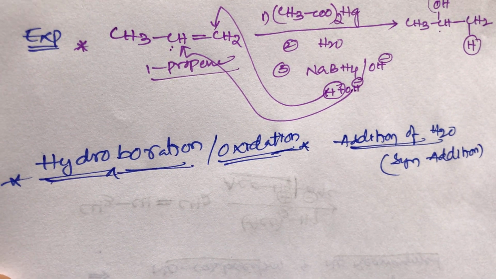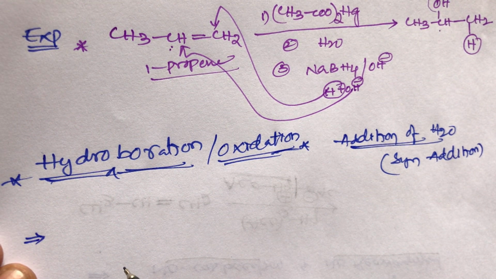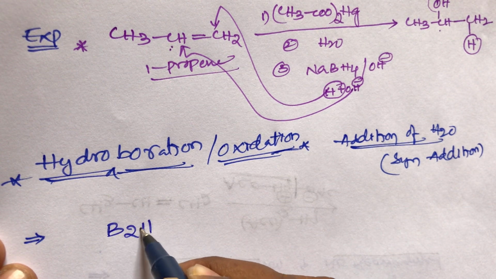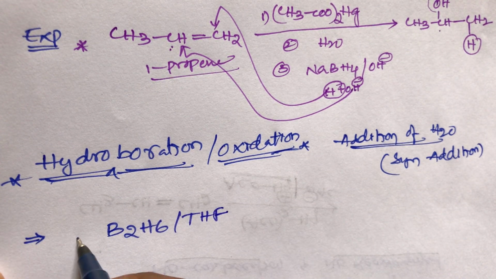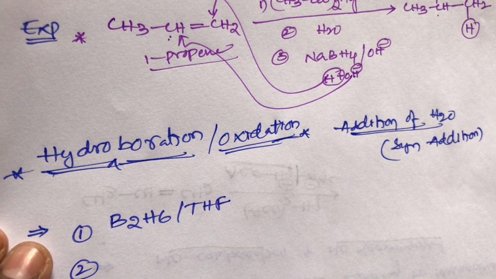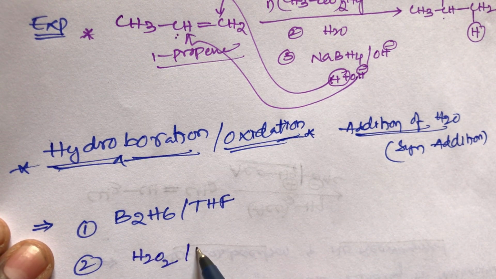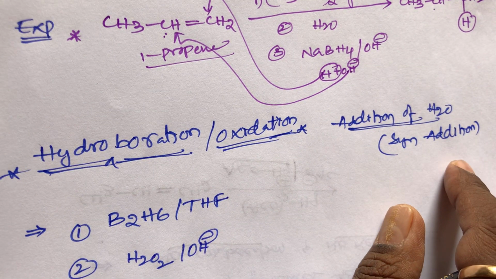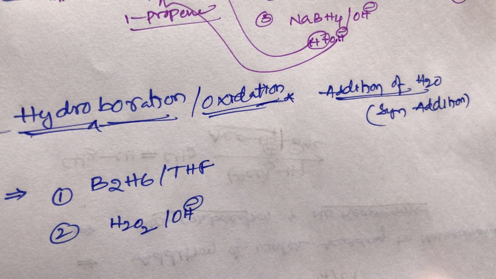So what are the conditions, student? What are the reagents, student? Here there are 3 reagents, student. Here also 2 steps are there. First is B2H6 in the presence of tetrahydrofuran. And the second reagent is H2O2 in the presence of base OH minus. It is also hydroboration oxidation, student. It is also addition of water to alkenes.